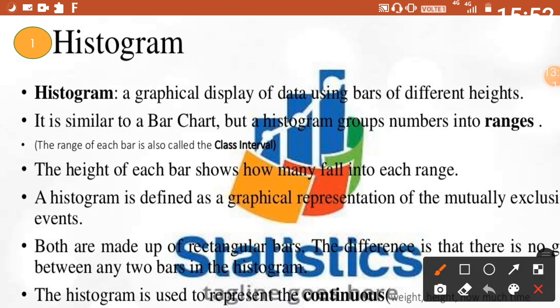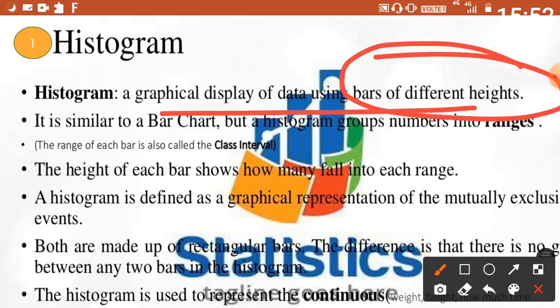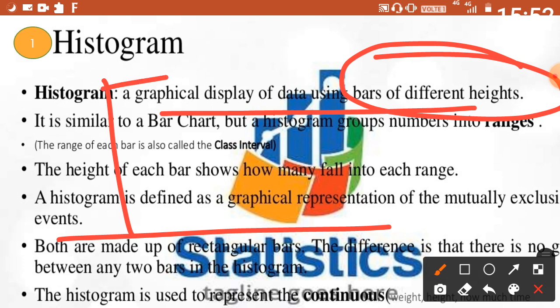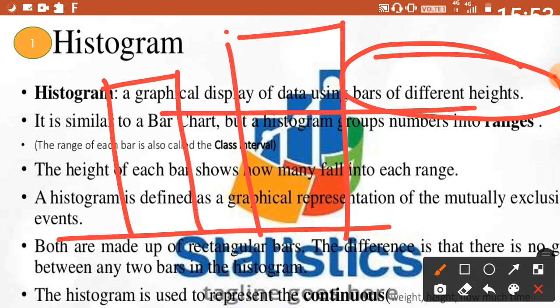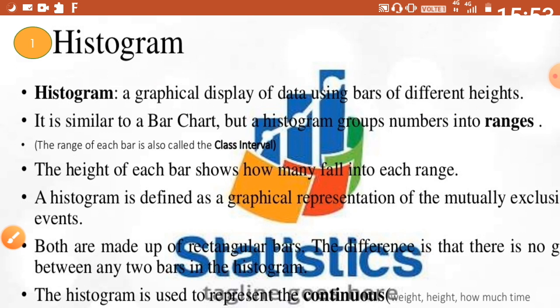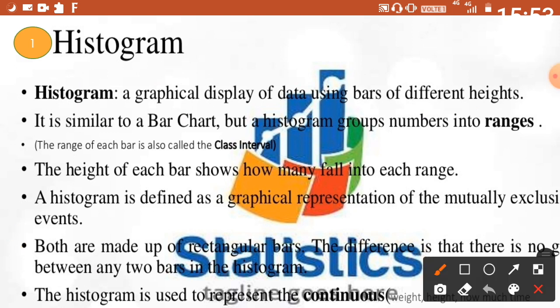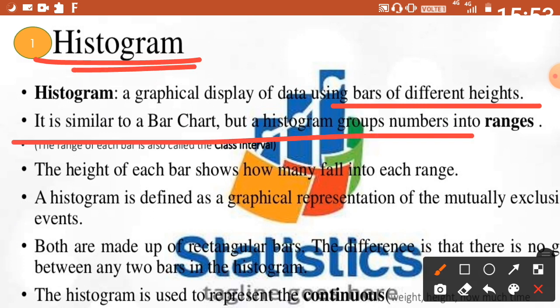Here the complete information about histogram is mentioned. You can say that here we can display the data by using bars of different heights. What is a bar? This is what we call a bar, right? You can see that this is a smaller bar in comparison to this, and this is a longer bar. So we present the data using bars of different heights in a histogram. It is also similar to a bar chart.